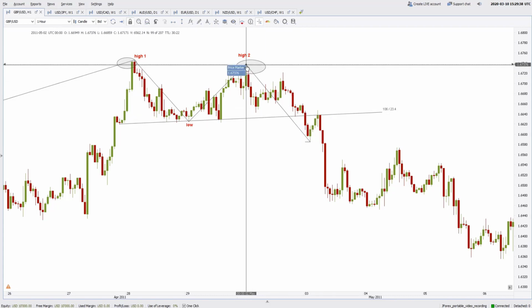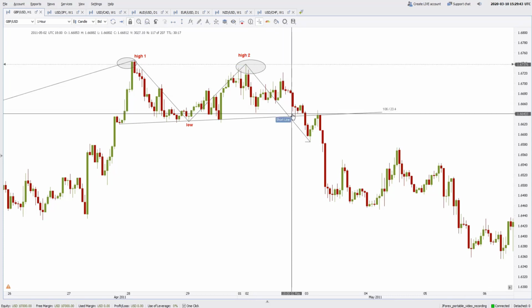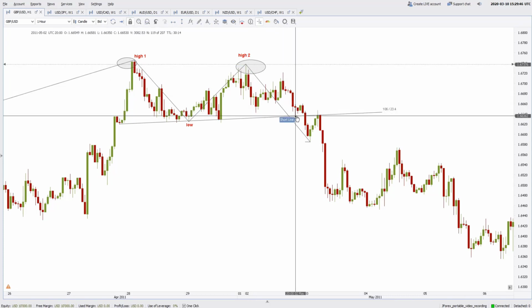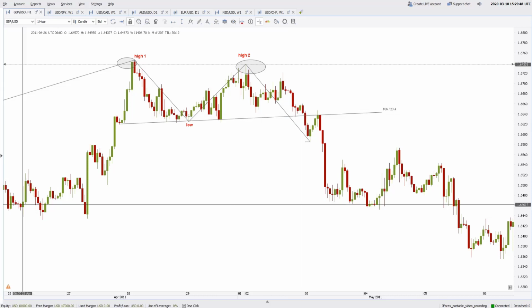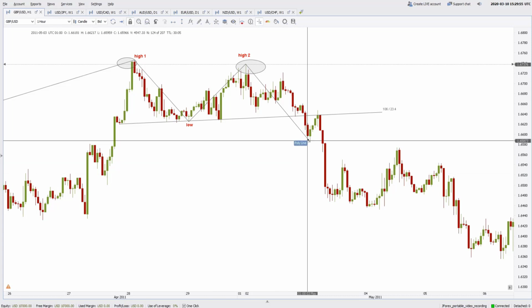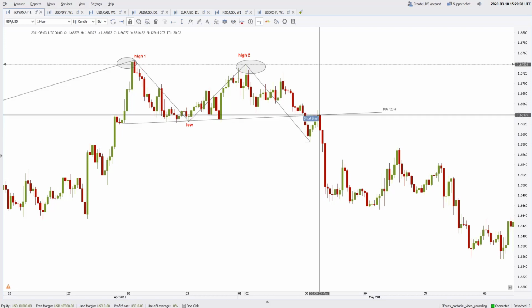So fourth thing is high, second high. Fifth thing is the test of the support. Sixth thing is of course, when I say the test of the support, I mean it should break. And seventh thing is the test of the break. If at the test of the break this support turns into a resistance, that means our trade should be on by now.